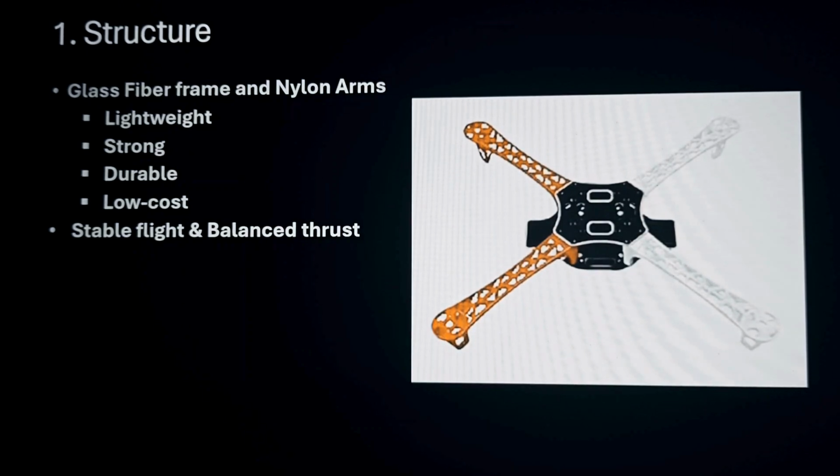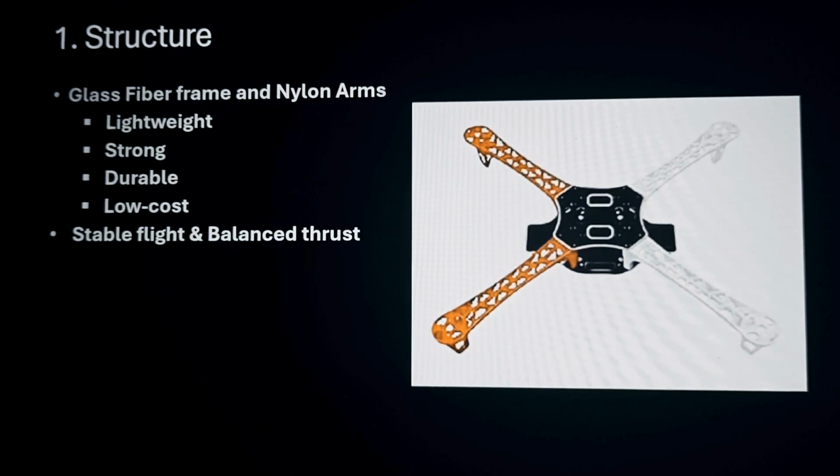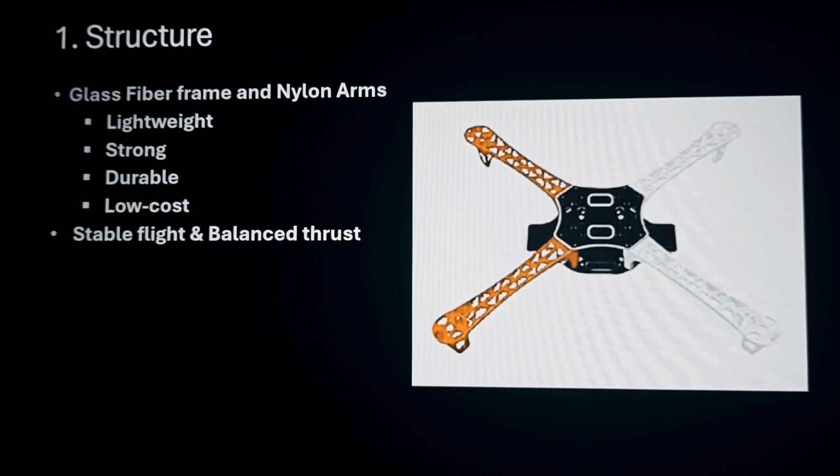Mostly the body part, which is the center part, has glass fiber frames available. The arm part will be majorly nylon arms. This structure essentially provides stable flight, and the structure has the center of gravity at the center, which allows you to have balanced thrust.